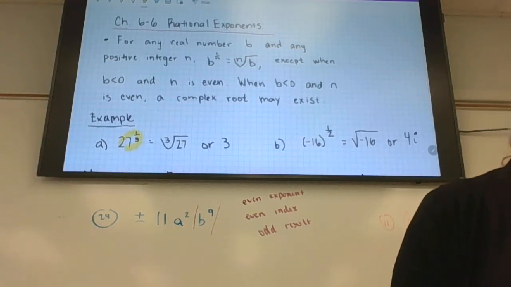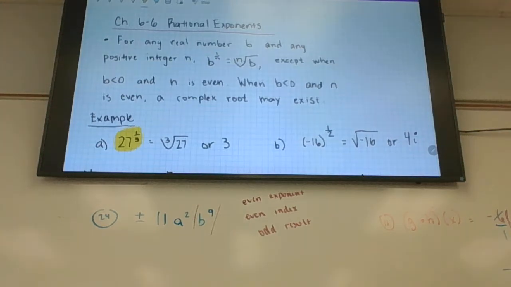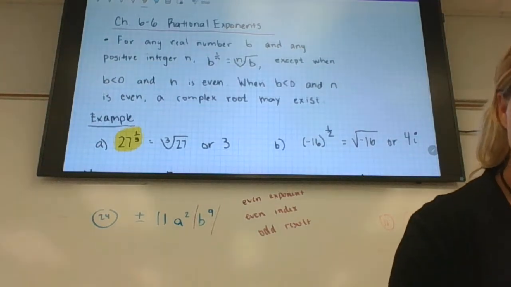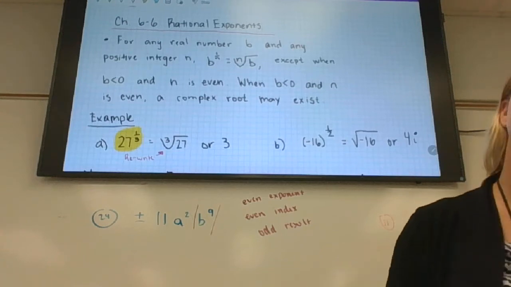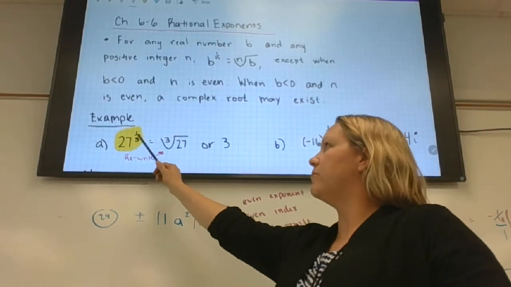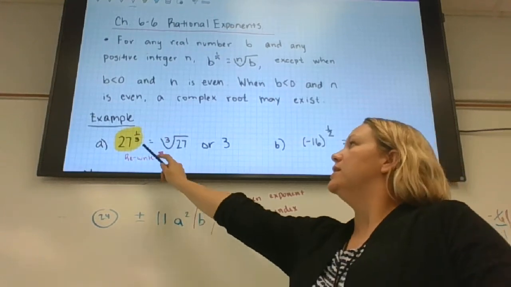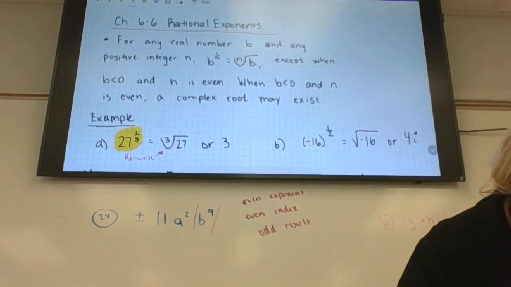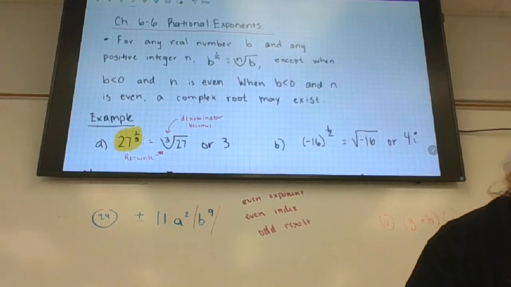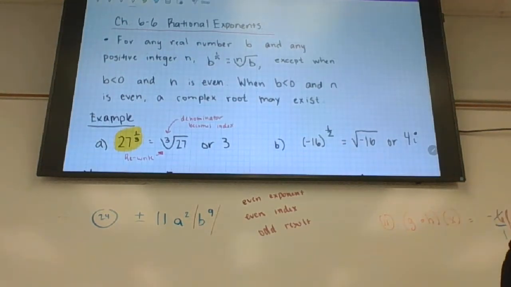So this is the example. You're given a problem like this: 27 to the 1/3 power. You can rewrite it like this. Nothing mathematical happened here, it's just rewritten. You take the denominator down and around and it becomes an index. Rational exponents and radicals are actually the same thing, just written differently.